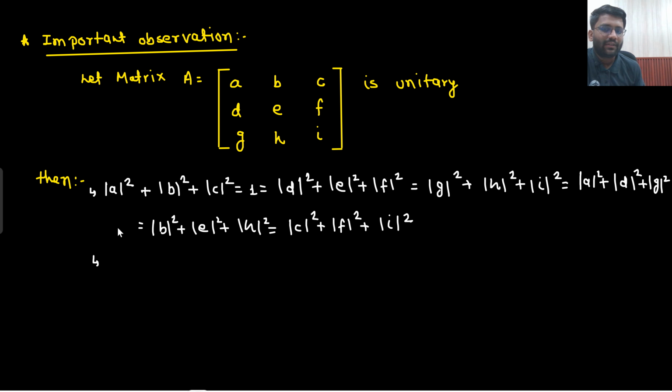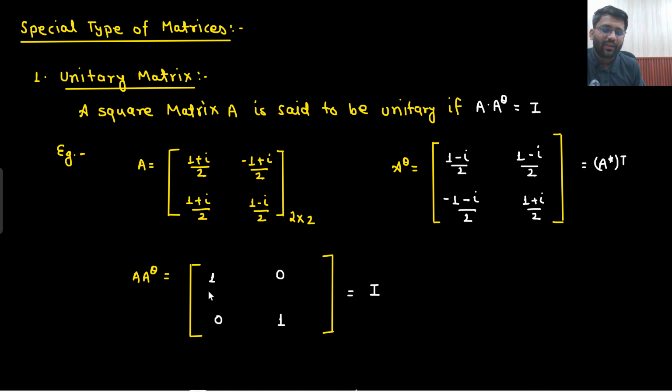Here what will be the condition? a into b bar. What is the meaning of b bar? Or write down conjugate. a into b conjugate. This could be a complex number, no? Here what is the value of b? Minus 1 plus j divided by 2. You call it j or you call it i, doesn't matter. So minus 1 plus i divided by 2. This is the value of b.